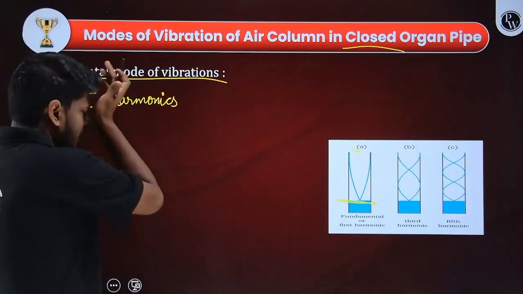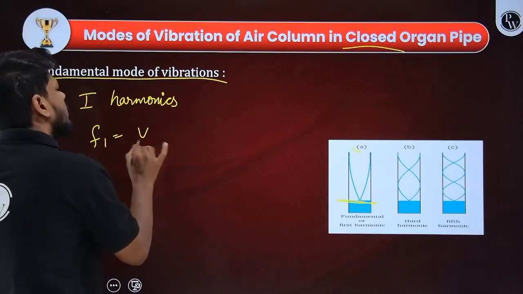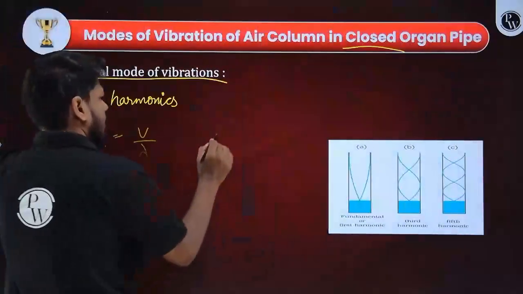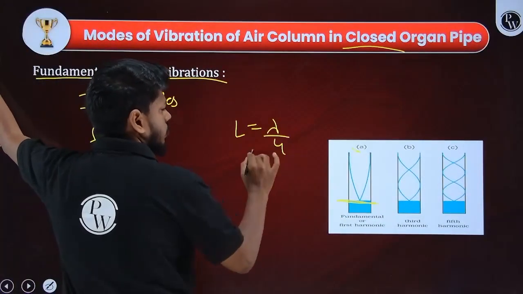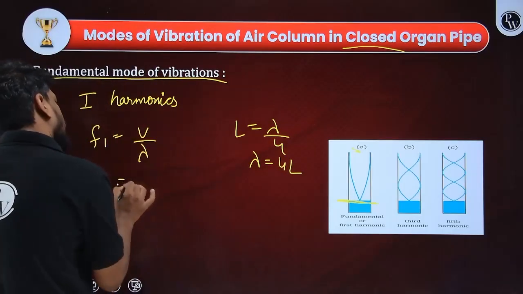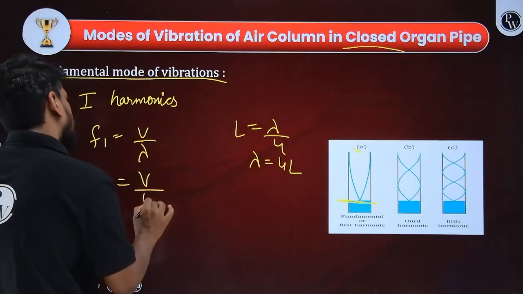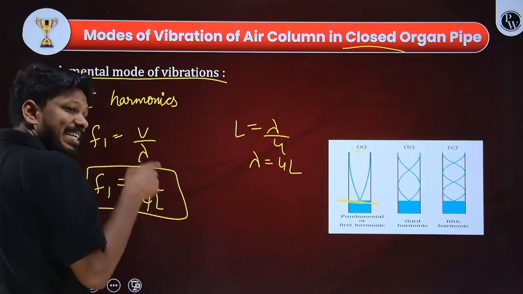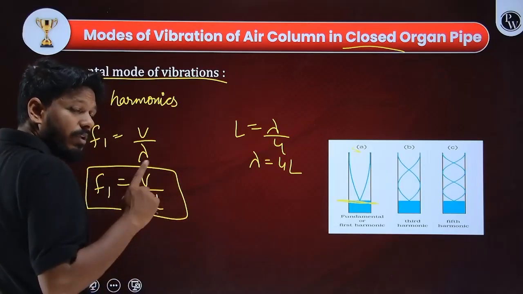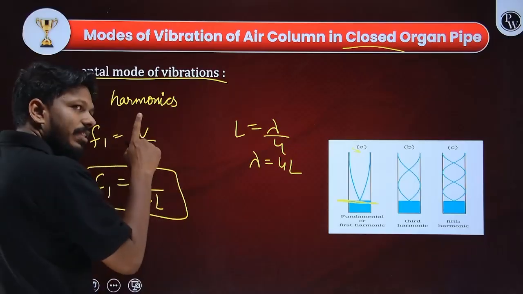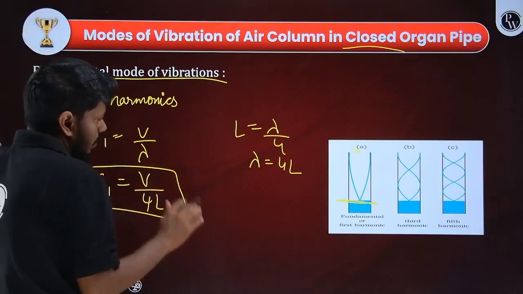So first harmonics, my frequency is equal to velocity by wavelength. What is my wavelength, sir? My wavelength is equal to 4 times L, since L is lambda by 4. So if I put it over here, I get V by 4L. Previous cases, what we got? V by 2L. But here, V by 4L. This is the difference between open and closed. There we got V by 2L. Here we get V by 4L.